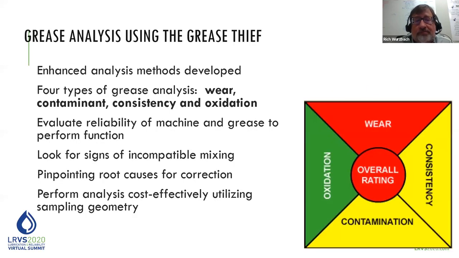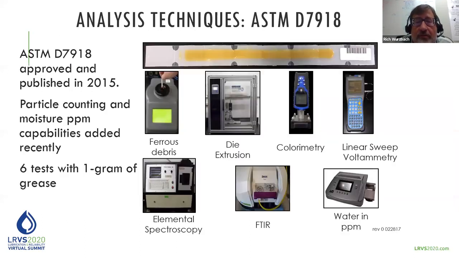So there are some discussions here about the analysis process, and you can see we've got a ferrous debris checker here. There's the dye extrusion process, which allows us to measure the consistency of the grease, colorimetry, where we can compare that to the color of the new grease, linear sweep voltammetry. Again, the folks bringing this symposium together bring us that technology, the ruler technology, which can be applied to greases, and very effectively with this approach where the grease thief analyzer creates this thin film on a substrate that you see at the top, that long photograph with the barcode.